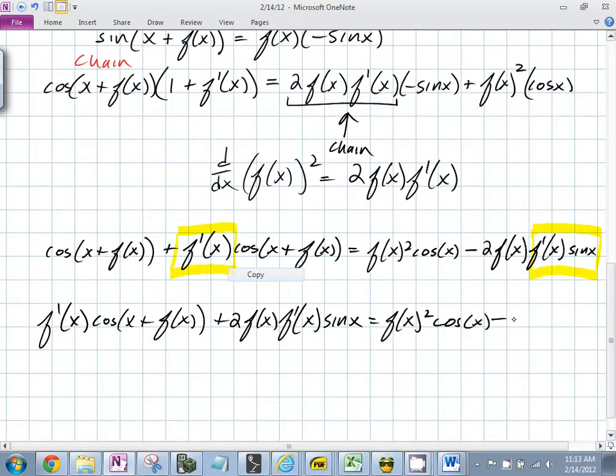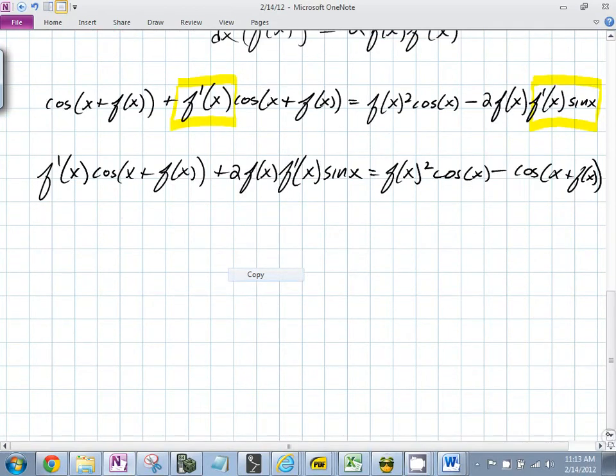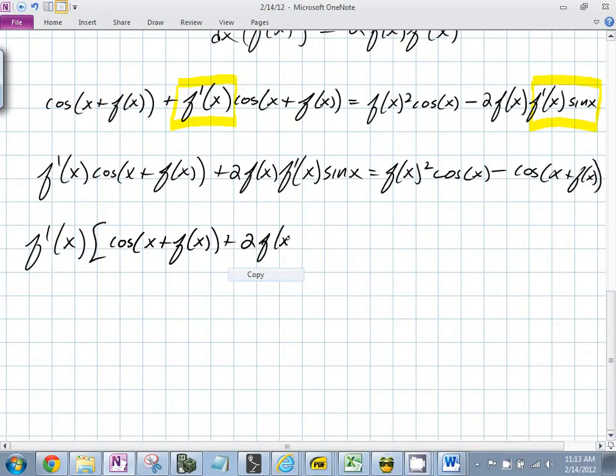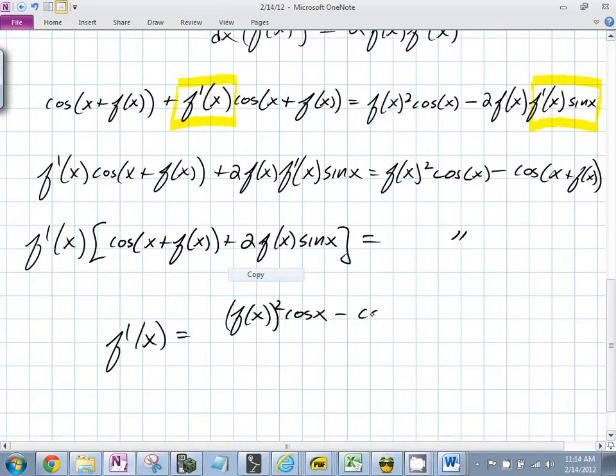Now what do I do? Factor out f prime of x. So f prime of x times what? Cosine x plus f of x plus 2 f of x sine x equals that same thing, correct? So what does f prime of x equal in this case? F of x all squared cosine x minus cosine of x plus f of x all over cosine x plus f of x plus 2 f of x sine x.